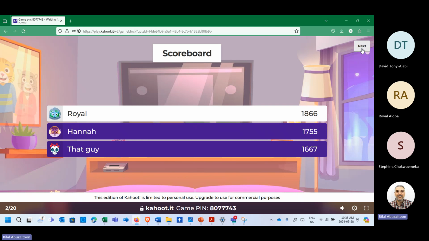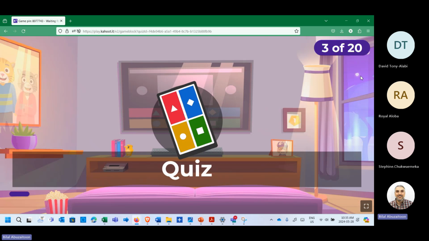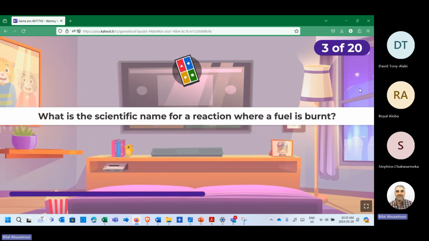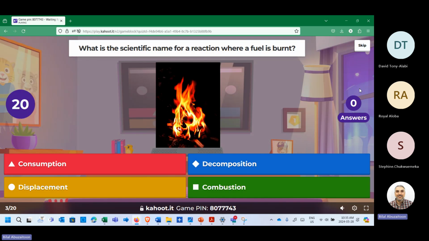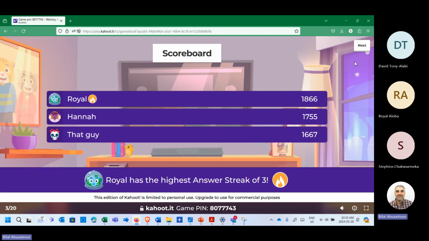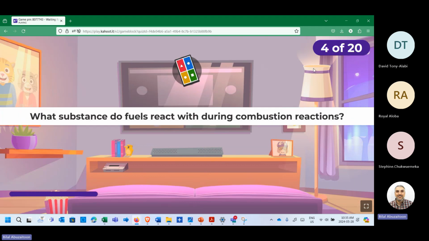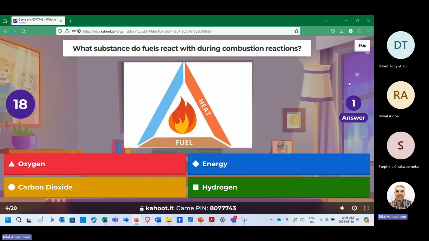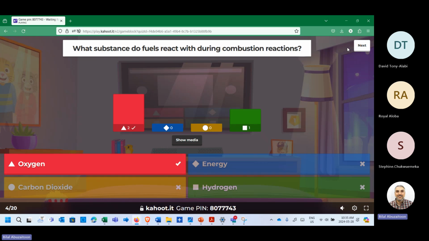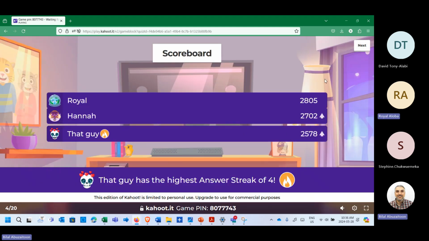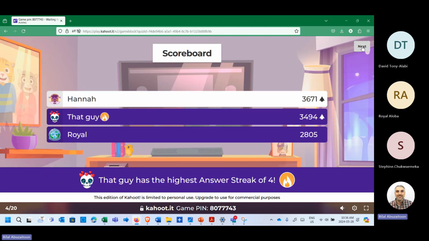Let's see. Oh, Royal. Not David. I said David. No, Royal. Sorry. What is the scientific name for a reaction where fuel is burnt? What do you call this? Excellent. Oh, the competition is high. Combusting. It's burning. Excellent. Who answered? You?